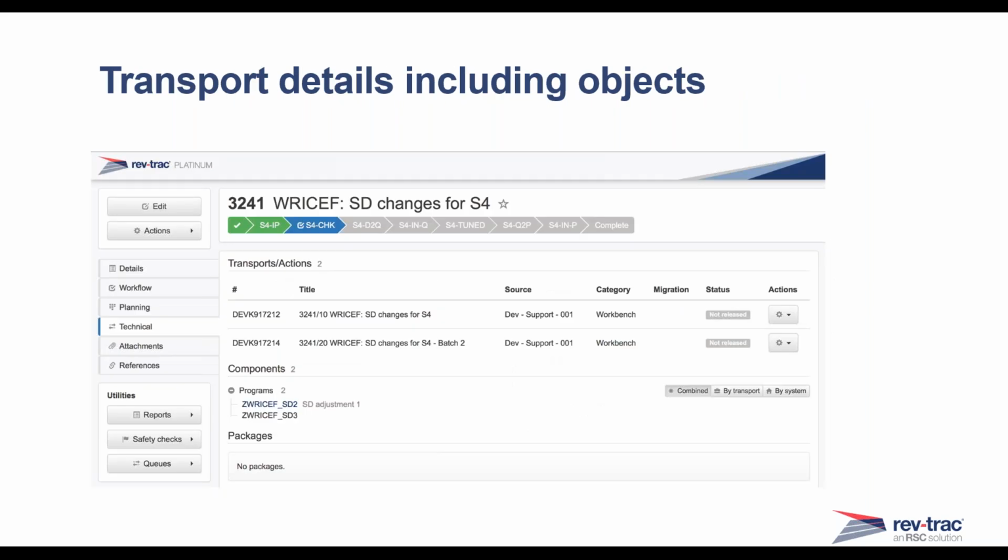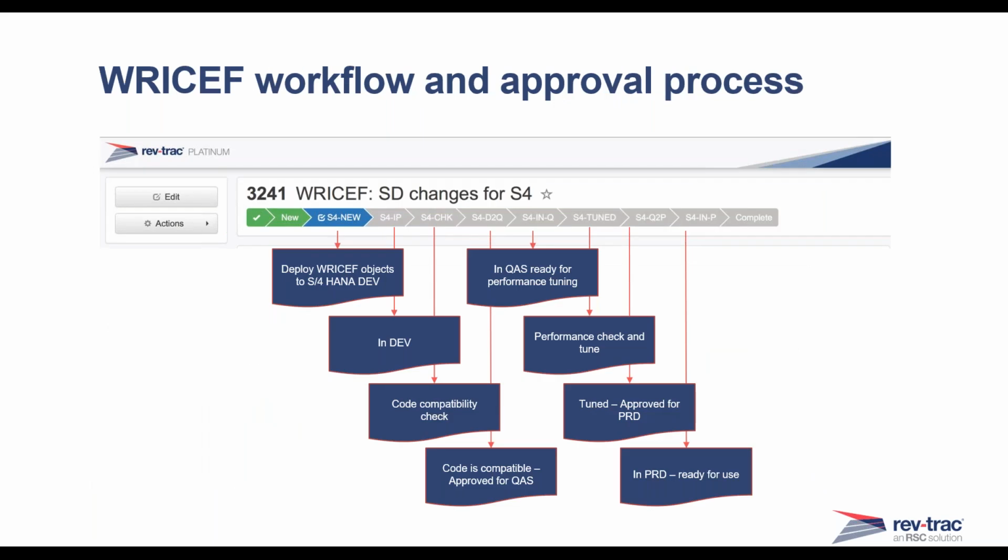The RICEF might have just one transport, or it may have many transports. So in this example, we can see that our Rev-Trac request has 2 transports and 2 objects. So it's a relatively simple change that we can manage quite easily. Now you'll see at the top there's a process flow going from where the green tick is at the moment on the left right through to a complete process. So inside Rev-Trac it will look something like this, a process flow.